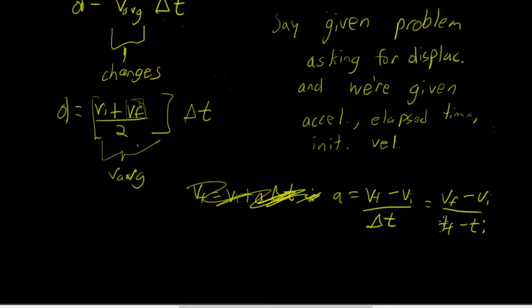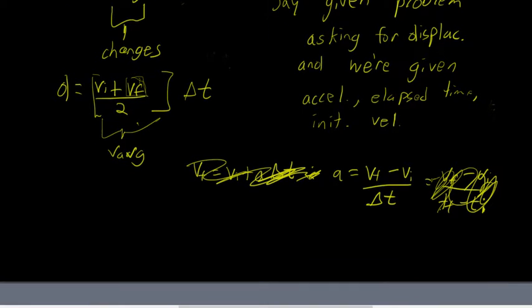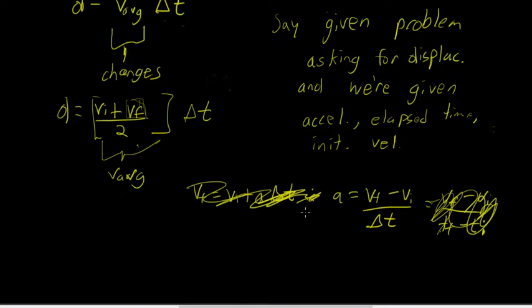So your final time and your initial time. But I'm just going ahead and writing this as delta t. So it's your change in velocity, your change in time, your elapsed time. That's your acceleration, right?